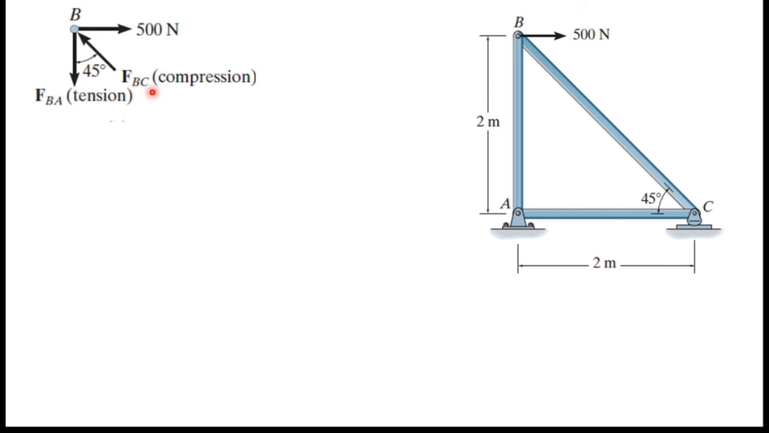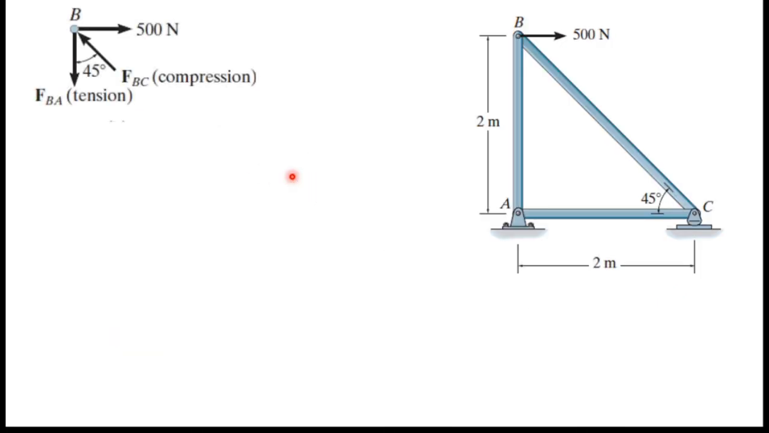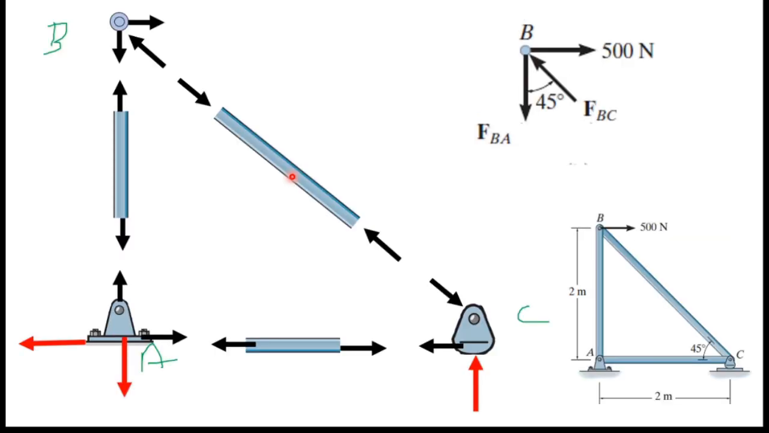If we consider the FBC member, it's in compression. This is the FBC member, and you can see and realize that this member is in compression. There is a force in this direction, and there is a force in this direction. Due to these forces, this member is in compression. That's how we decide tension and compression according to these member forces and their directions.